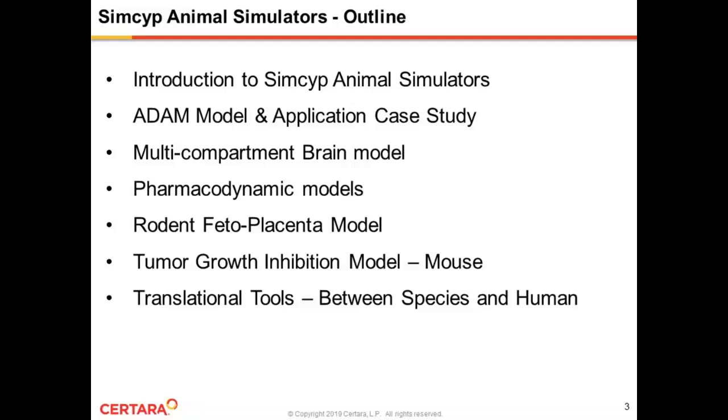Then we'll look into different kinds of the multi-compartment brain models that we have. We'll also take a look at the different pharmacodynamic models and some toxicity-related models such as the fetal placenta model that we have in the rodent simulators. We'll also talk briefly about the tumor growth inhibition model, which has been recently implemented in the mouse. And then we will also look at some translational tools where you can translate drug PK parameters between species as well as from preclinical species to humans.